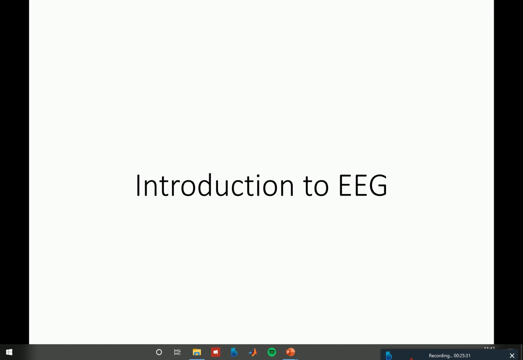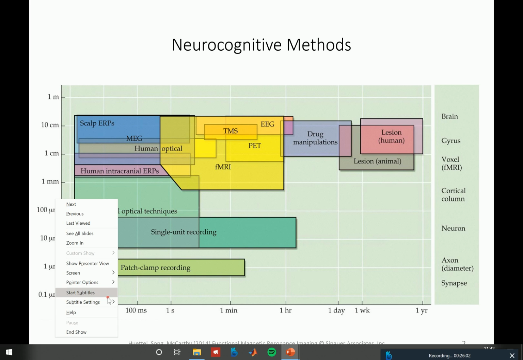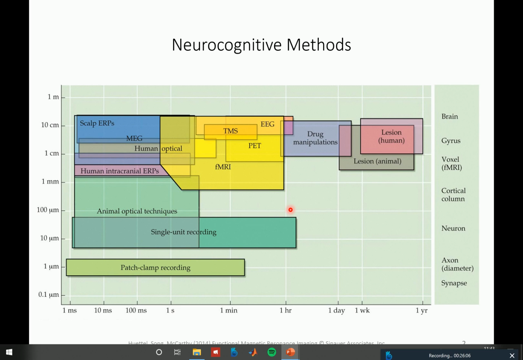Good. First, introduction to EEG, and the common slide to start these things is actually a picture from the Huettel book, from the fMRI book, which shows the tool set of cognitive neuroscience, basically allocating every imaging technique or every data acquisition technique somewhere in a spatial domain of resolution and a temporal domain of resolution, and also relating it to neural structures that you will have heard of.